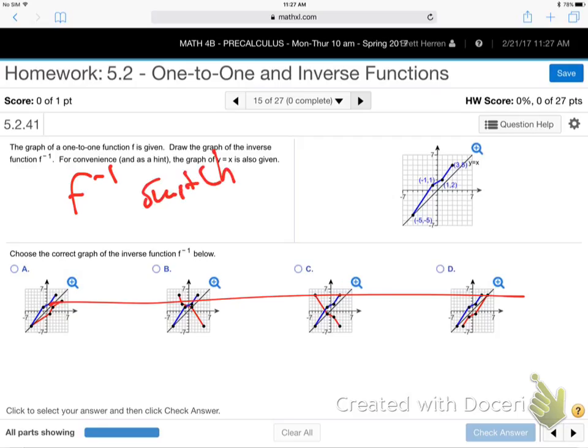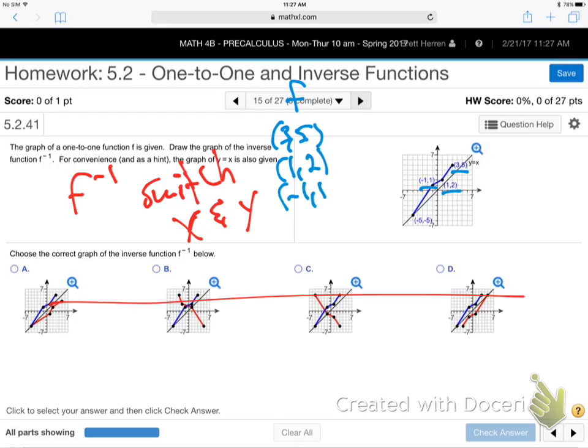Switch x and y, huh? Inverse means trade, invert x and y. So, for example, go to the graph. The original graph F had 3, 5. I'm just looking at the points. 1, 2. Negative 1, 1. And negative 5, negative 5.